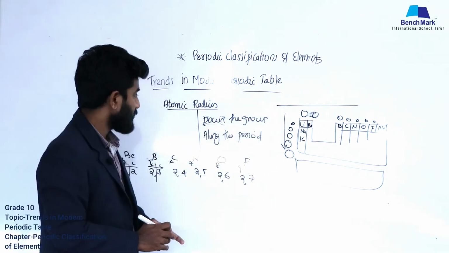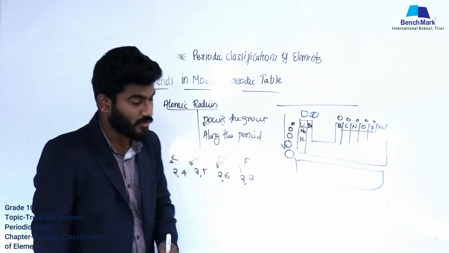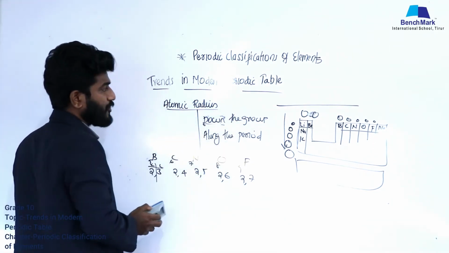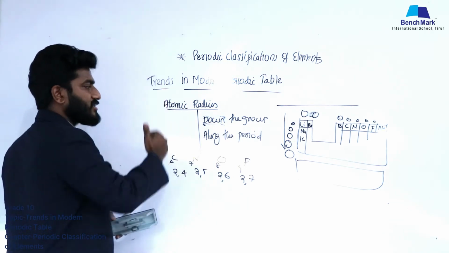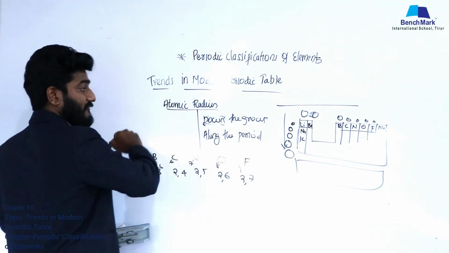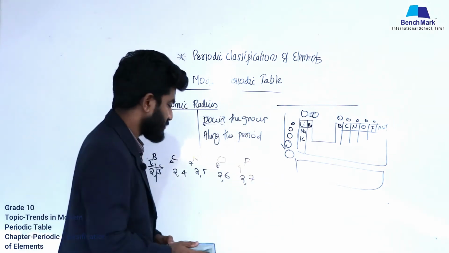in this fashion moving from top to bottom in a group. So what happens to atomic radius? I hope that point is clear to you. This is all about trends of atomic radius in the modern periodic table. Moving from top to bottom, atomic radius increases; moving from left to right, atomic radius decreases.